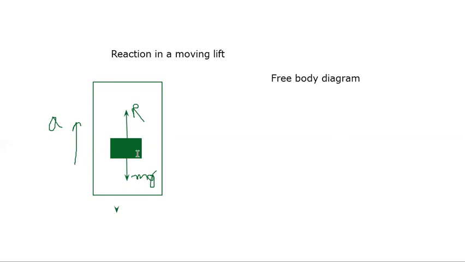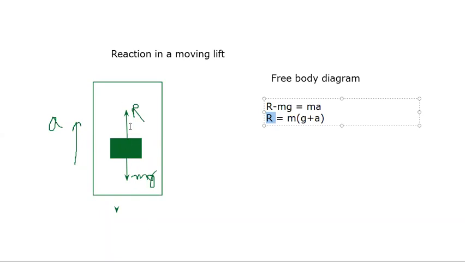So in this free body diagram, what we are getting is the resultant acceleration. Which force is greater? R is greater because the lift is moving up, right? So I can write R minus mg is equal to m into acceleration. From here I can write capital R is equal to m(g plus a). This R is actually the weight you are feeling.